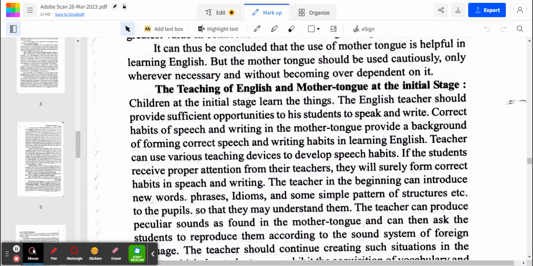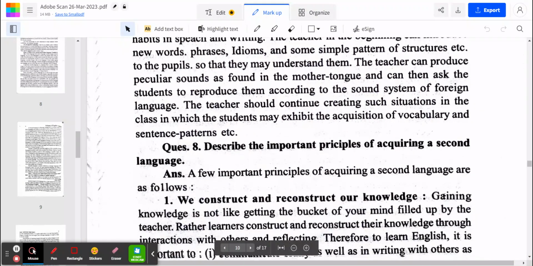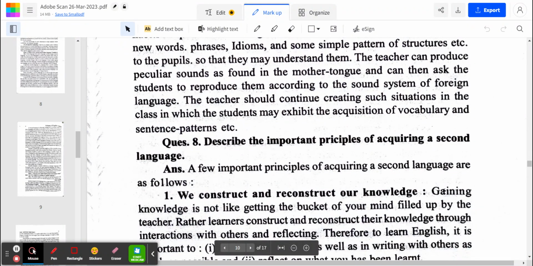The teacher can provide peculiar sounds as found in the mother tongue to help them. Then ask the students to reproduce them according to the sound system of the foreign language. The teacher should continue creating such situations in the class in which the students may exhibit the acquisition of vocabulary and sentence patterns, etc.